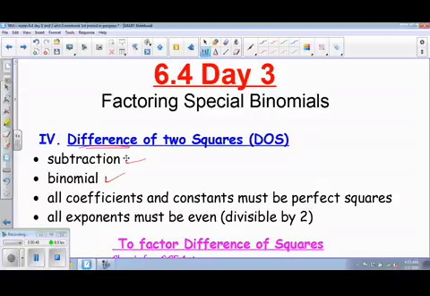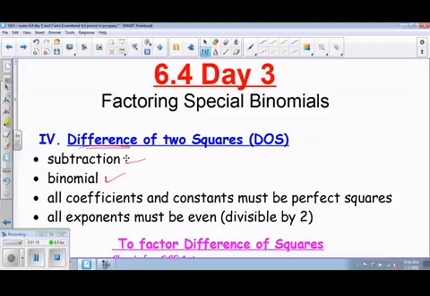All coefficients and constants must be perfect squares. We talked about perfect squares before. 4 is a perfect square because 2 times 2 is 4. 16 is a perfect square because 4 times 4 is 16. A perfect square means you can take the square root of it and it's a whole number. And so all coefficients and constants must be perfect squares.